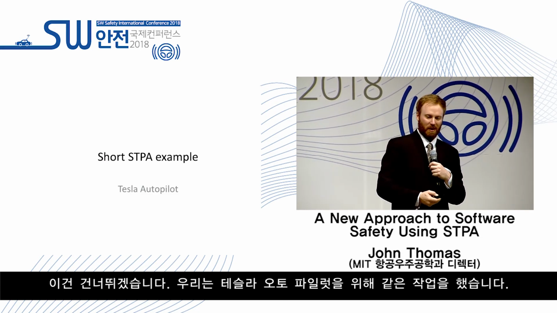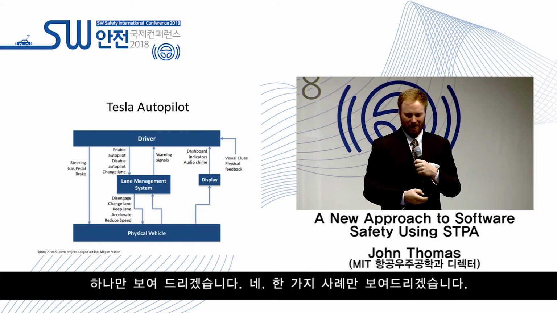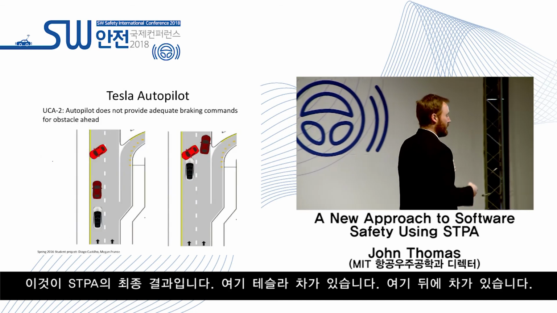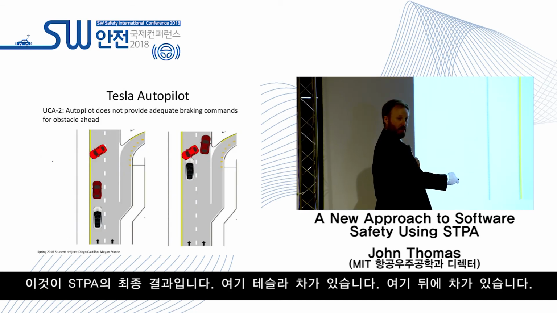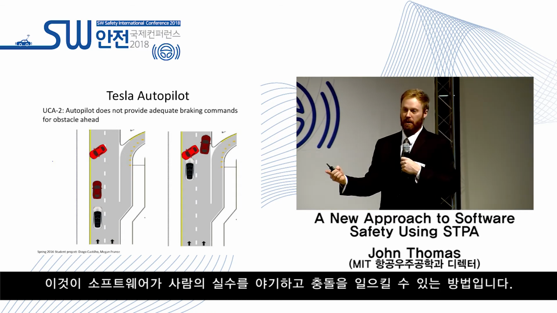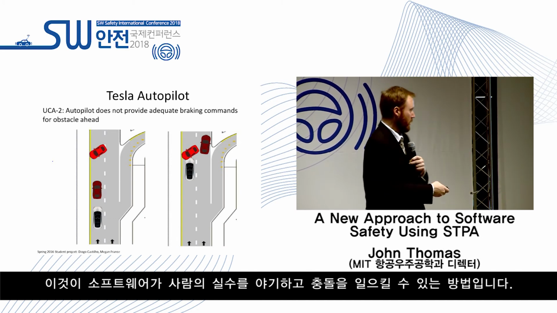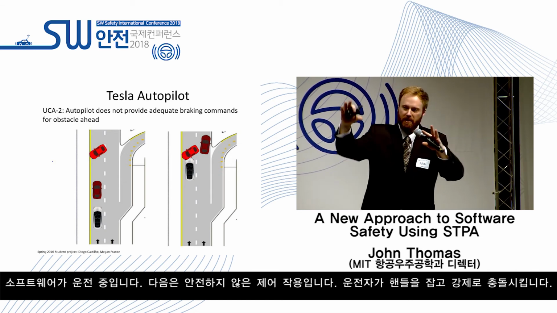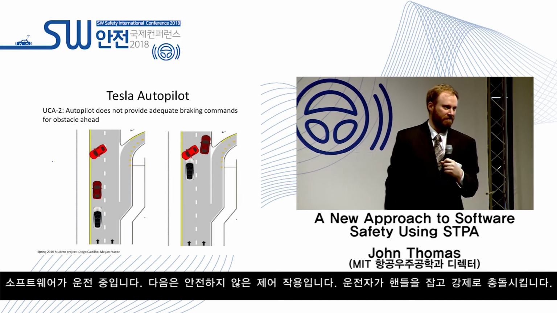I'm going to skip this one. We did the same thing for Tesla Autopilot. Maybe I'll just show you one. Yeah, I'll just show you one case. This is the end result of STPA. Here's the Tesla car. Here's the car behind. This is how software can cause a human error and cause a crash. Software is driving along. Here's the unsafe control action. Driver grabs the steering wheel and forces it to crash.